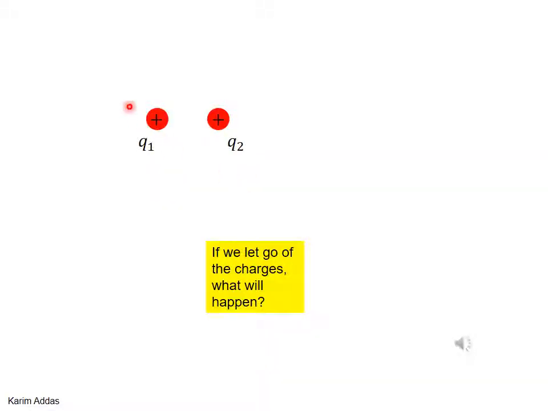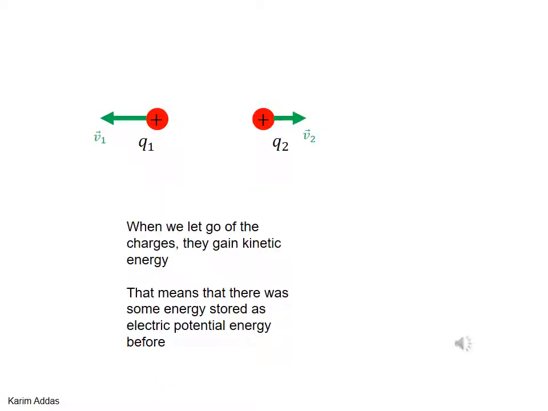Because what will happen if you let go of these two charges, let go of both of them? Then they're going to start to gain speed. One of them will go to the left, one will go to the right. So that means they gain kinetic energy. Remember, the total energy of the whole system has to remain constant. So if the system is gaining kinetic energy, that means there must be something that's becoming less. And in this case, it's electric potential energy. So there is something called electric potential energy that exists for these two charges, and this is what we want to try to calculate.